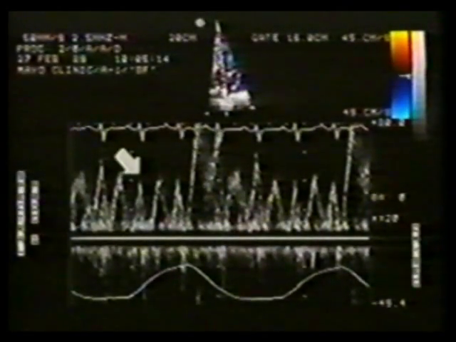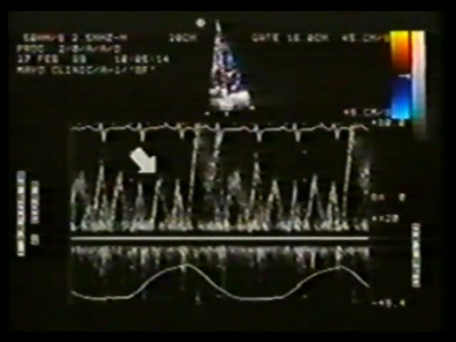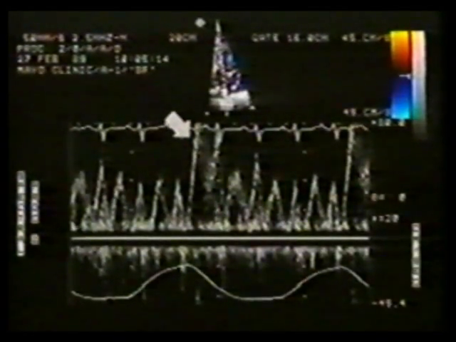This is the resultant Doppler spectrum. With inspiration, the pulmonary venous velocity decreases. There is a marked increase in velocity with the onset of expiration. In real time, you will be able to both see and hear the characteristic variation in pulmonary venous velocity signals.